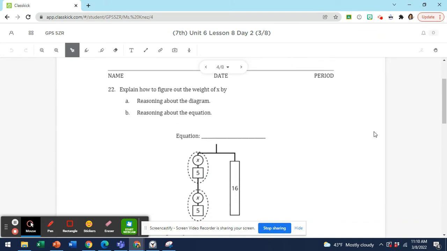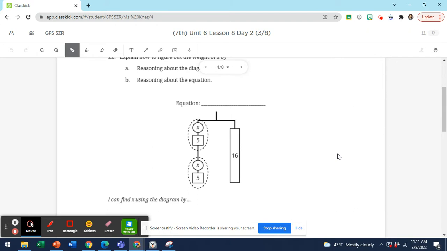The directions say, explain how to figure out the weight of x by reasoning about the diagram and reasoning about the equation. Your first step is to write an equation that represents this hanger diagram. Go ahead and pause this video to write an equation that represents the hanger diagram you see here. If you need a hint, you can move to the last 2 slides of your ClassKick, which will show you the lesson summary for lesson 8 and give you some examples of what it looks like to write an equation that represents a hanger diagram.